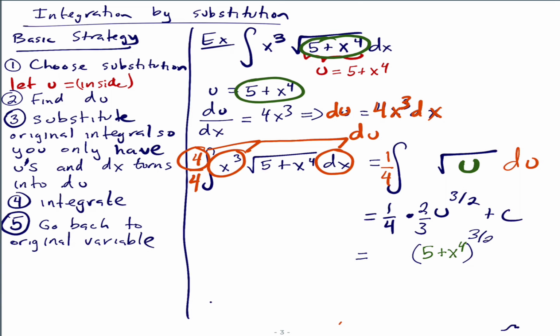And then to the 3/2, right? Plus c. And then if we simplify the 1/4 times the 2/3, what would that be? 1/6, right? And that's the antiderivative. Does that look right? Well, we can always test, right?